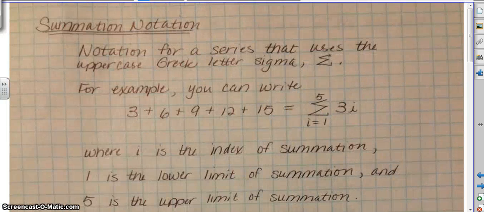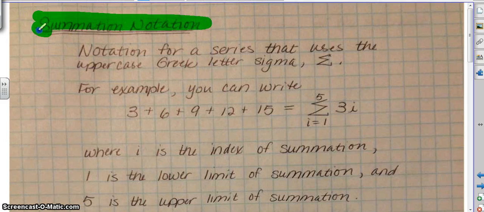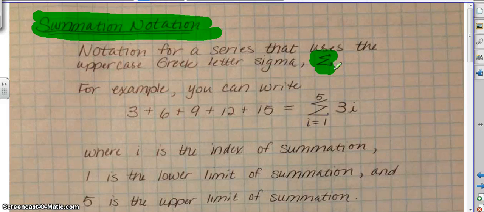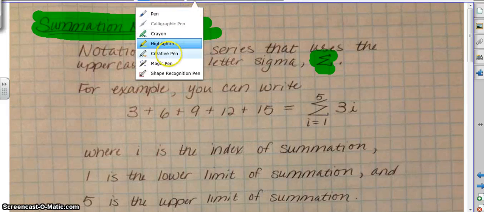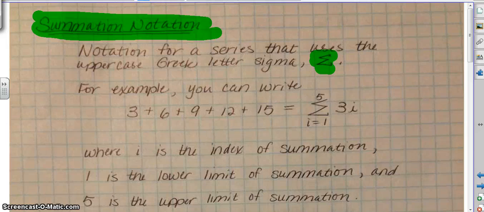Now we also need to learn a new notation in this section. We're going to be talking about summation notation. This is a notation for a series that uses the uppercase Greek letter called sigma. For example, you can write 3 plus 6 plus 9 plus 12 plus 15, or we can do a shortcut here, and we can use sigma. Sigma represents the sum of the first 5 terms.